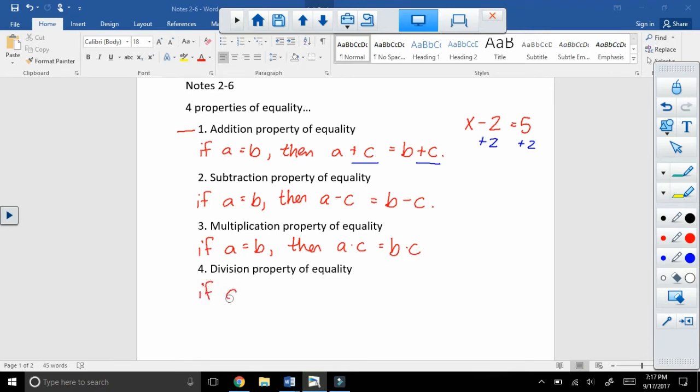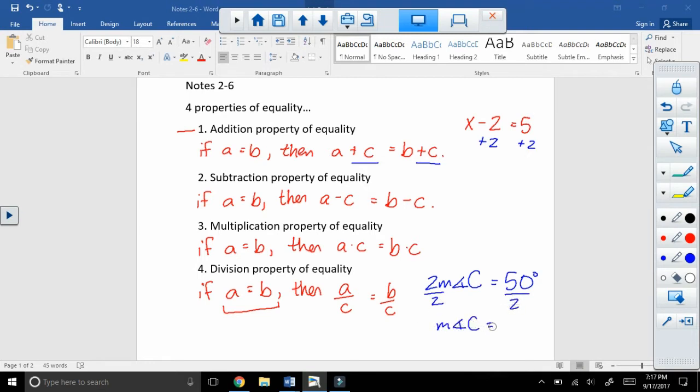And if you couldn't guess what the division property of equality is yet, I'll tell you: you can divide each side of something that's equal by the same thing, like, and we're just using A equals B, and that would be equivalent also. An example of how you would see this in geometry, a little different than Algebra 1, is you might have 2 times the measure of angle C equals 50 degrees. Well, you could divide each side by 2. So just say that the measure of angle C equals 25 degrees. That would be the division property of equality, because what you're doing is dividing each side by the same number.